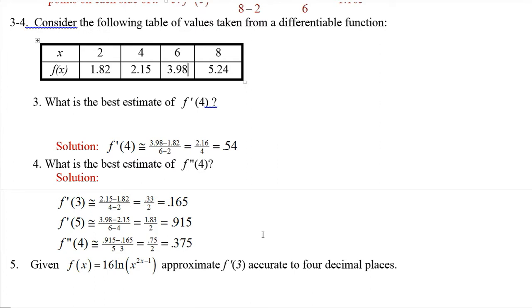All right, so we've seen how to take a table and approximate a first derivative or even a second derivative as well. What if we're given a formula? Can we approximate the derivative, say, to four places? F of x equals 16 times ln of x to the power 2x minus 1. Approximate f prime at 3, accurate to four decimal places. Okay, you should be able to do this one. Work it out yourself. Come back when you got it. Press pause now.